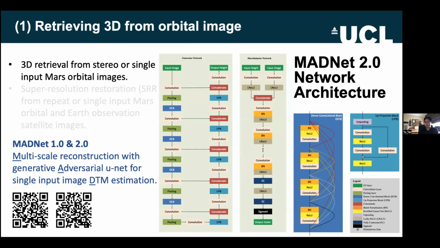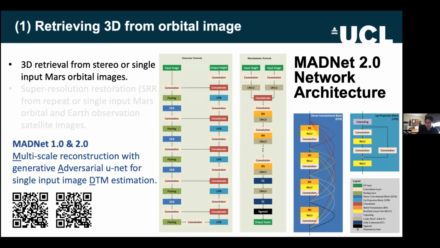The network architecture of MADNet 2.0 is based on the relativistic generative adversarial network, which contains a generative network to produce predictions of relative heights from the image, and a discriminator network to distinguish the predicted heights from the ground truth heights in the training data set.